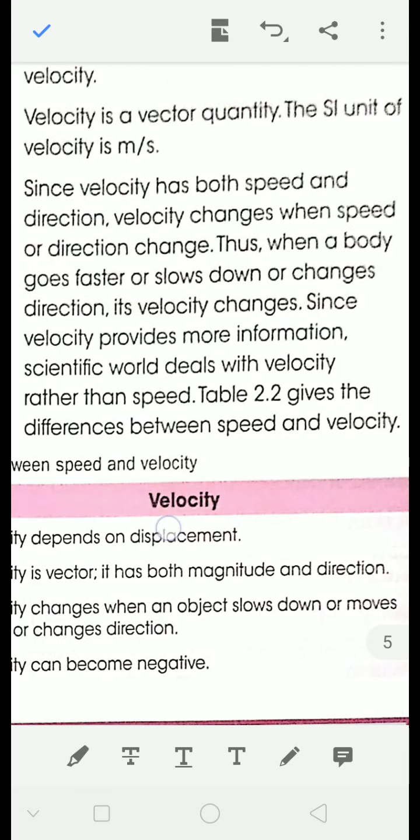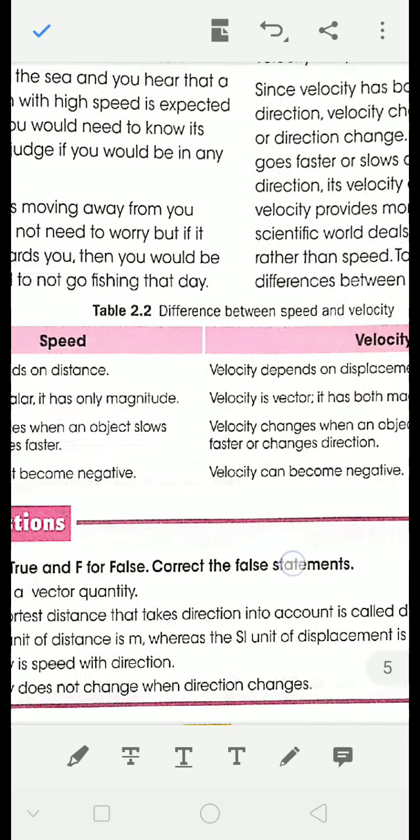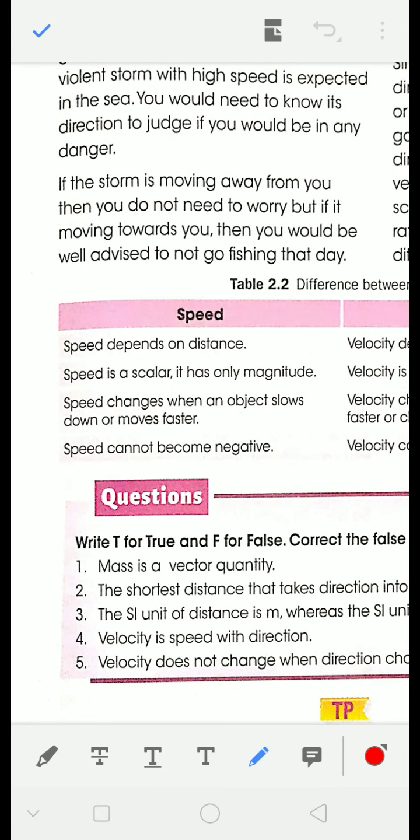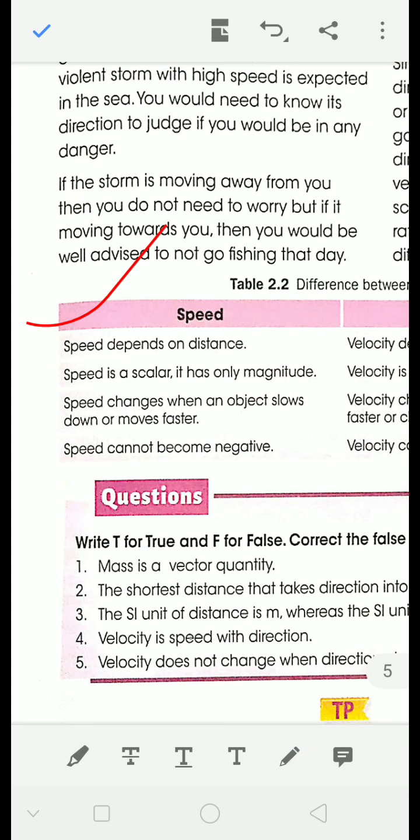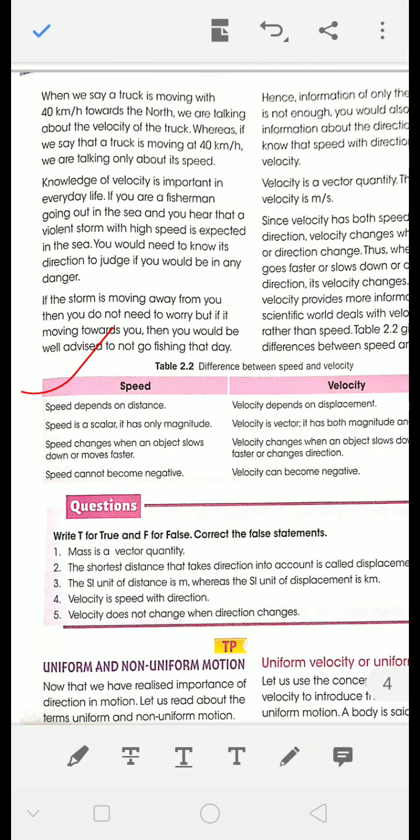So there is some difference between speed and velocity that we can get from here. You can see this table. From this table you will get the idea of the speed and velocity. Speed depends upon the distance, that is the length of the actual path. But velocity does not depend upon distance. Speed is a scalar quantity, but velocity is a vector quantity.